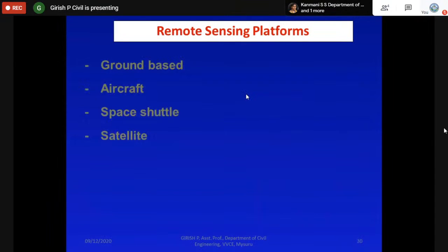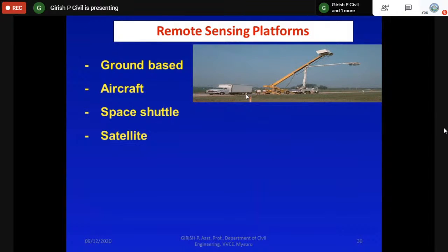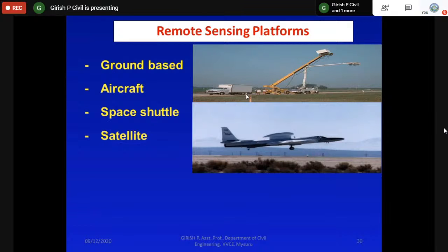Coming to the remote sensing platform. When I say remote sensing platform, there are platforms like the ground-based platform, aircraft platform, space shuttle platform, and satellites. I will show how we represent a platform. The first one is the ground-based platform for collection of information. Commonly we have seen, in signals and circles for monitoring traffic, we use various ground-based platforms for monitoring various factors.